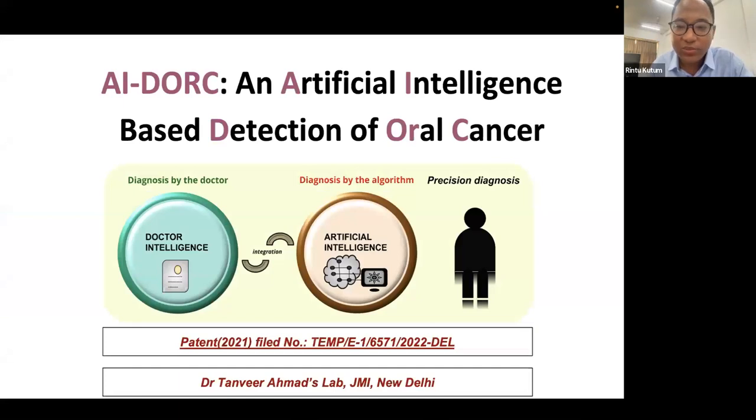This project has been patented. The whole workflow couples the diagnosis by the doctor and the diagnosis by the algorithm, so that we do not make decisions based only on algorithms, but primarily on the expert point of view of the doctors and clinical pathologists, so that they can easily harness the AI methodologies in their clinical workflow. It is primarily led by Tanveer Ahmed's lab at Jamia Islamia in New Delhi.